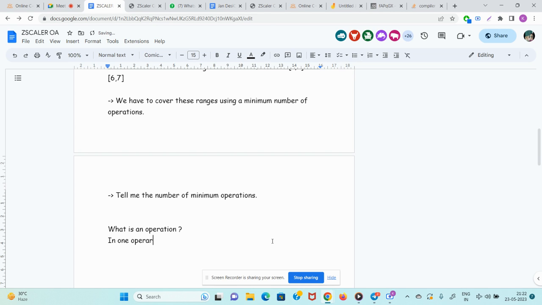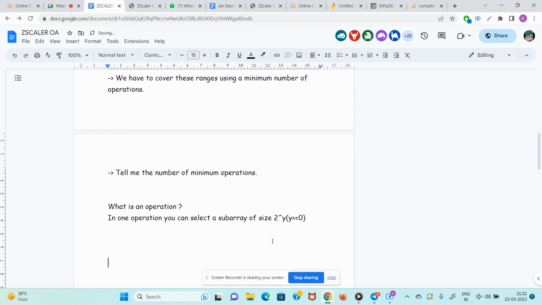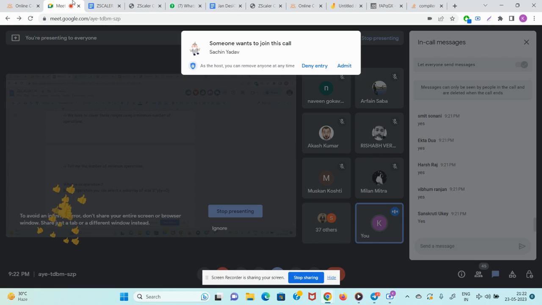you can select a subarray of size 2 raised to y, where y is greater than or equal to 0. So guys, they are saying in one operation you can select a subarray of size 2 raised to y. So it can be either 2 raised to 0, it can be 2 raised to 1, stuff like that.